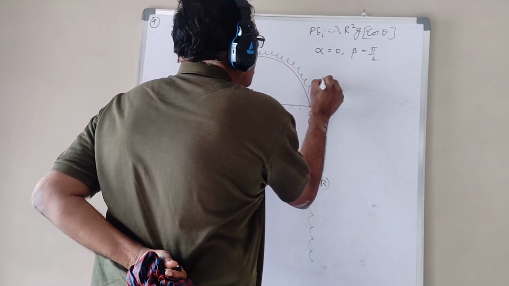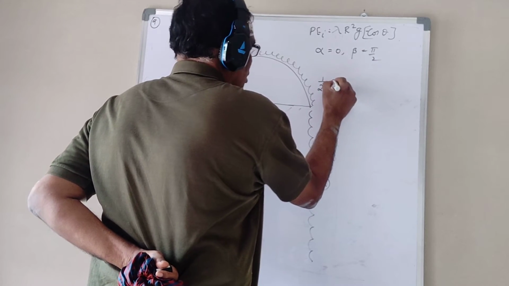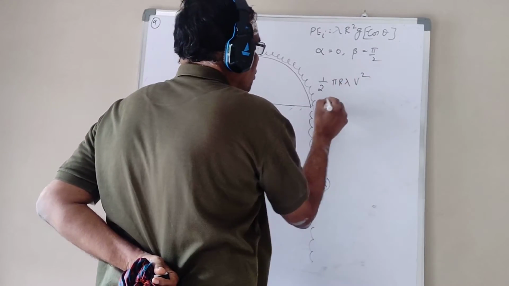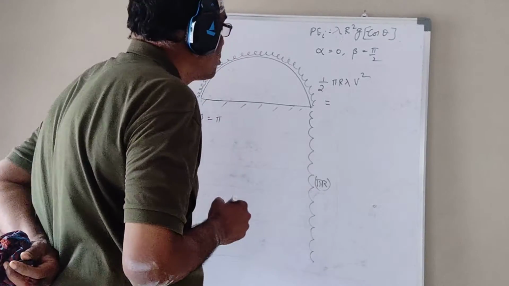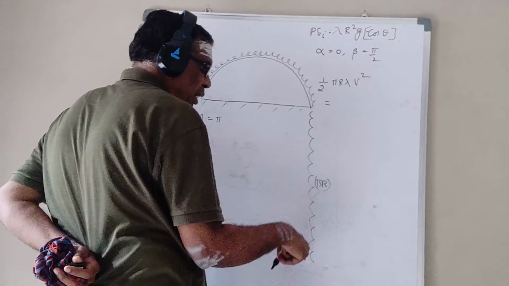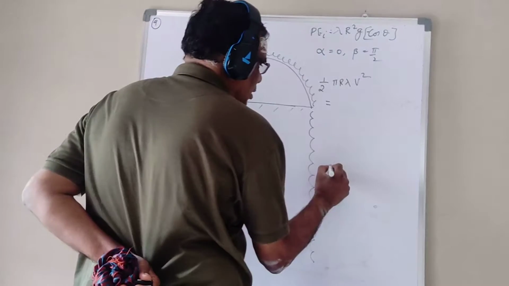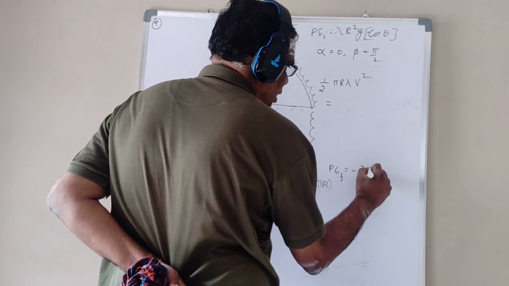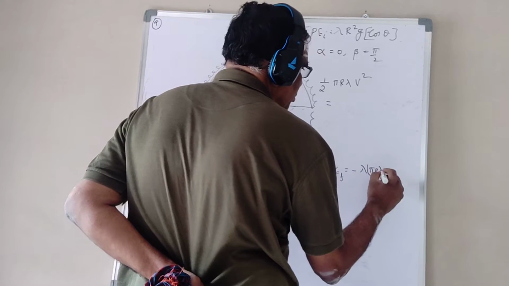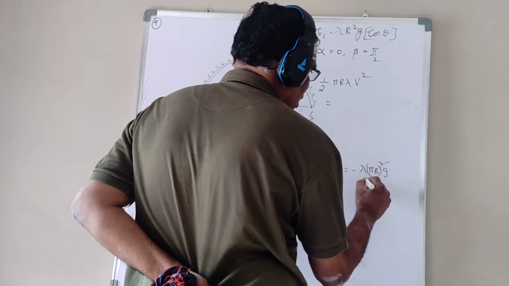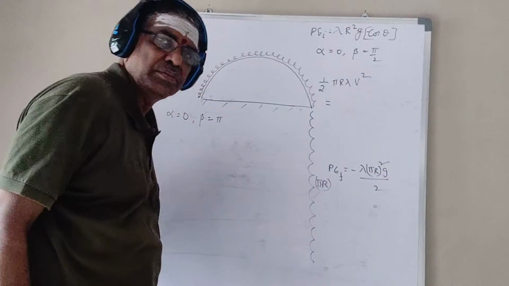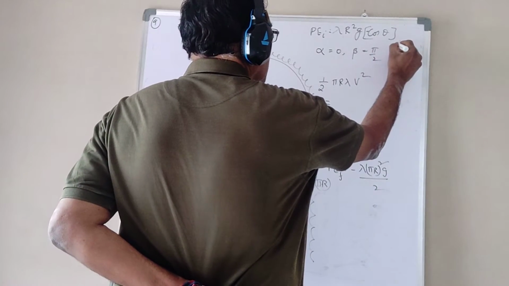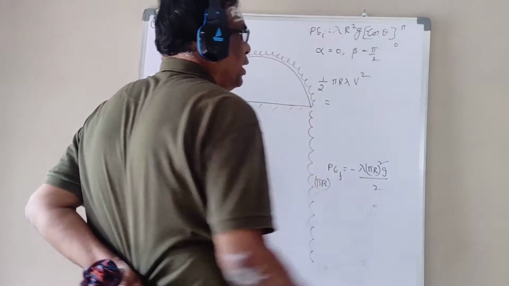How? Half pi r lambda, half m v square is initial plus phi minus of phi. What is this? Final potential energy minus lambda pi r m g l by 2. So this plus this, but here the limits will be 0 to pi.